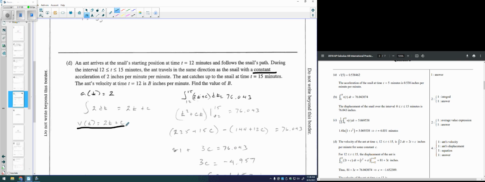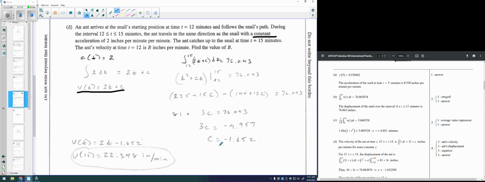Okay, now I can integrate that from 12 to 15 to find out the displacement. Again, integral of velocity is displacement. That displacement I already know is 76.043. So I took the integral, plugged in 15, plugged in 12, set it equal to 76.043, and I solve, and I get c equals negative 1.652. There's my c value. Stick my c value back in, and I get my new velocity equation.